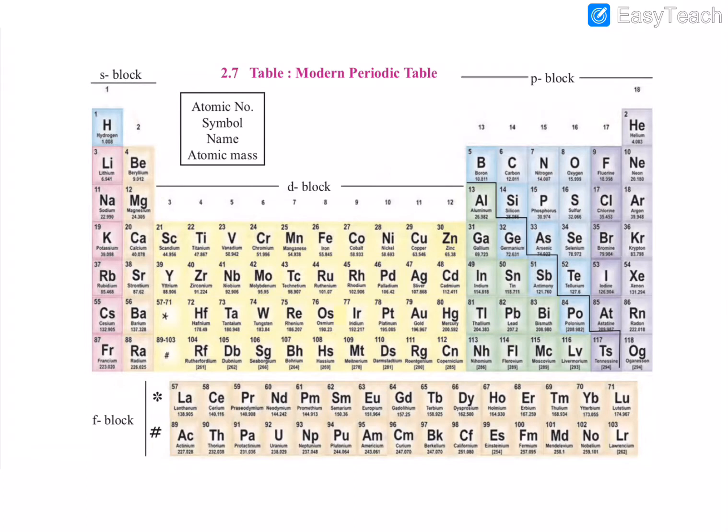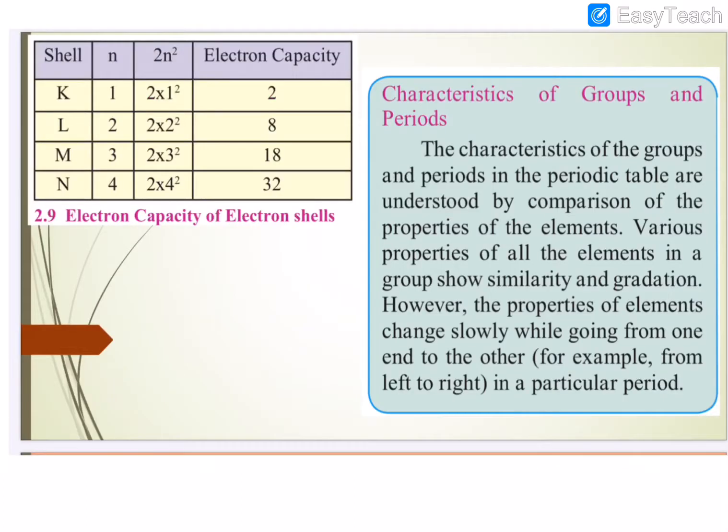So here we are going to see the electronic configuration, or the shells, inside an atom. The names of the shells are: the first shell is the K shell, then the L shell, M shell and N shell. The first shell is the K shell.